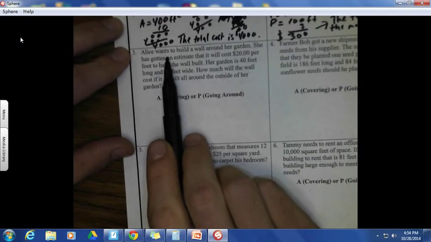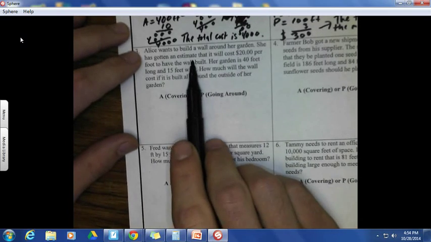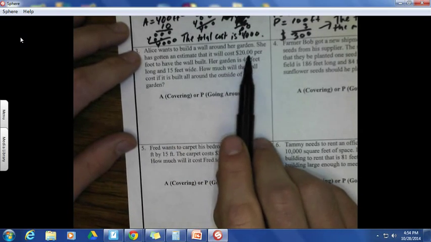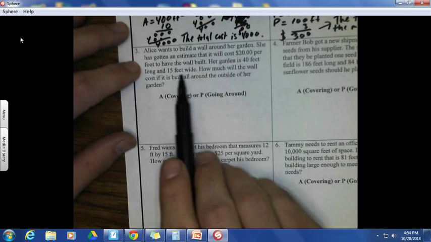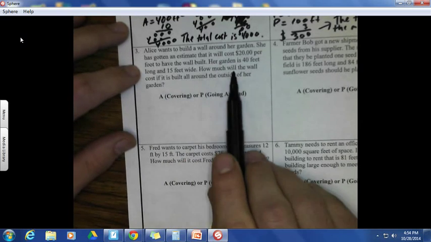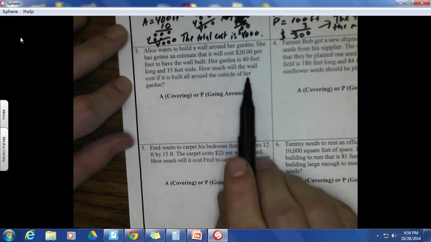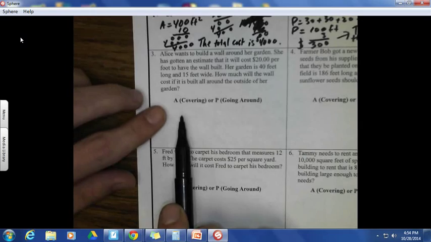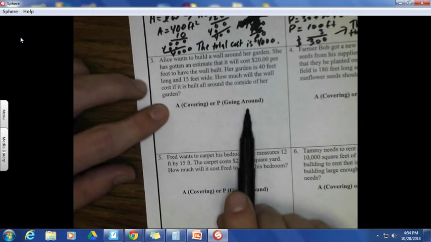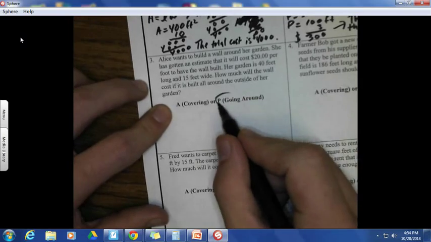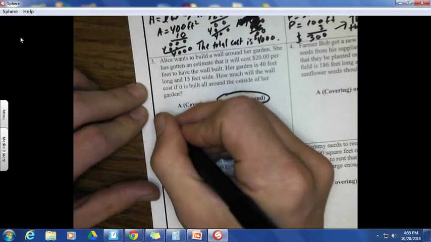Number 3 says, Alice wants to build a wall around her garden. She's gotten an estimate that it will cost $20 per foot to have the wall built. Her garden is 40 feet long and 15 feet wide. How much will the wall cost if it is built all around the outside of her garden? Let's think about this. Are we covering or are we going around? She's building a wall around her garden, so we're going around. We're going to use perimeter.